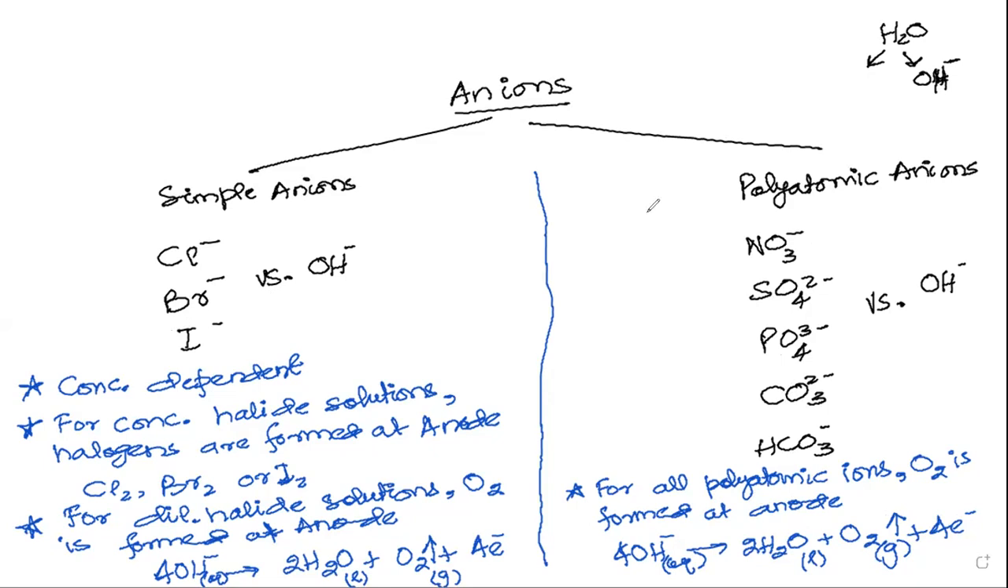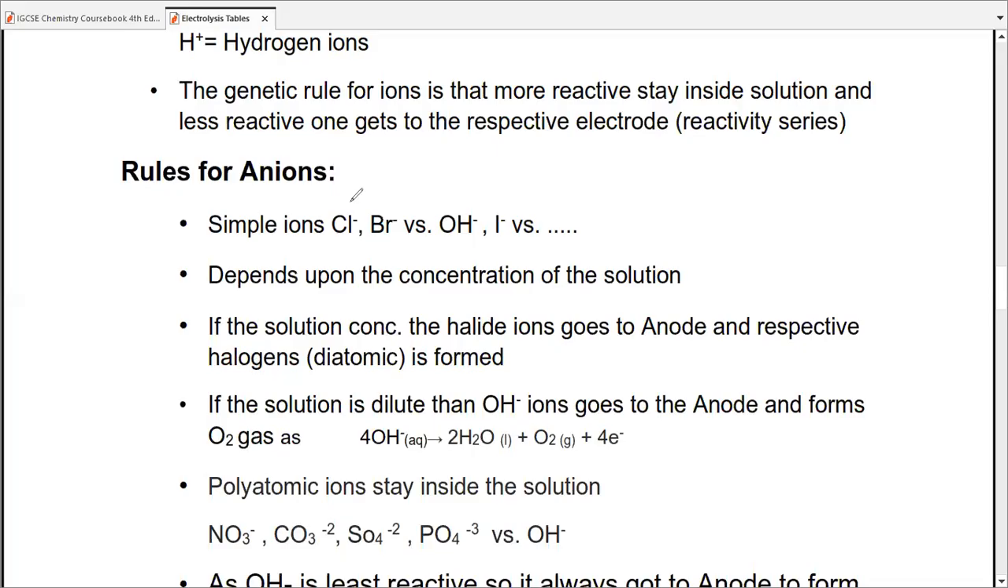So let's stop sharing over here, get back to the page we were at, and you'll find the same set of rules over here. So simple anions versus OH, the student has written it a little bit incorrectly. That's not right. Depends upon the concentration. If the solution's concentrated, halide goes to the anode and halogens in diatomic forms are formed. If the solution is dilute, then OH negative goes to the anode and oxygen gas is formed by the given equation. Polyatomic ions are more reactive than hydroxide ions, so they always tend to stay inside the solution.